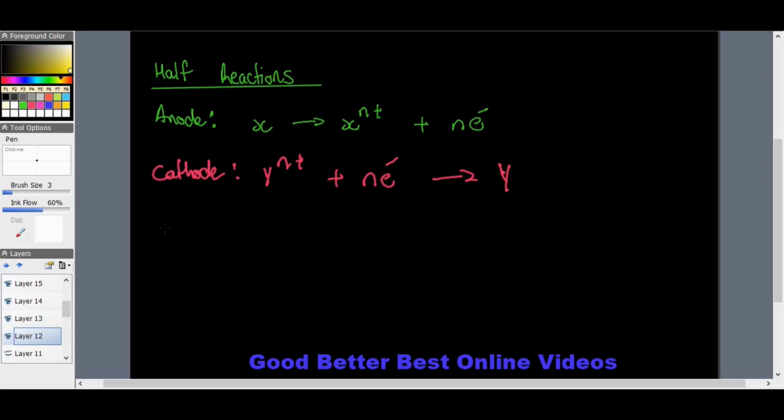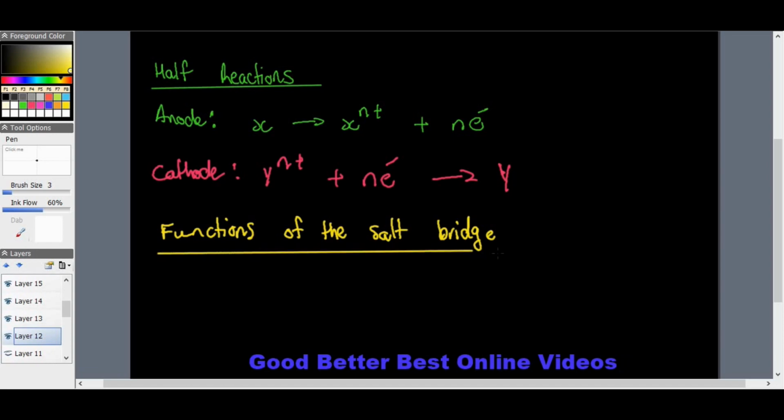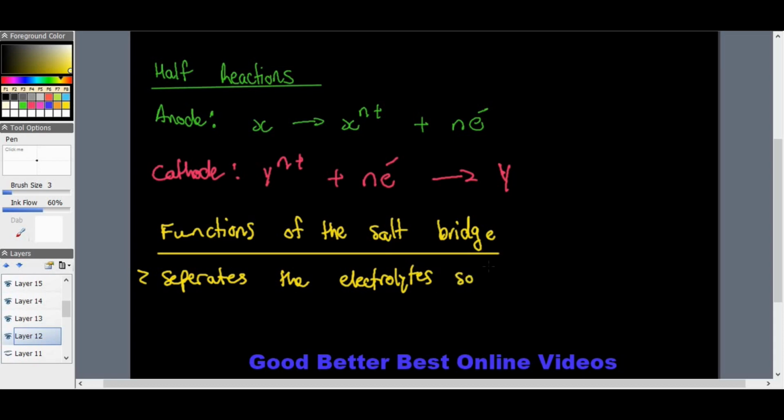One of the most important parts here, this is examinable. I've seen it almost every year. Functions of the salt bridge. There are three functions. The first function is that it separates the electrolytes, because remember, you have two different types of electrolytes. You don't want them mixing with each other, because each has to correspond to the anode or the cathode.